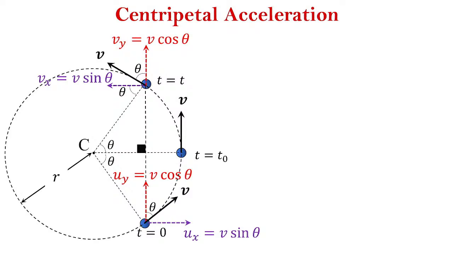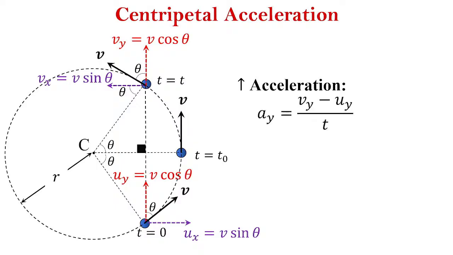So first of all, we try to find the acceleration for y direction. Acceleration for y direction. So acceleration is Vy minus Uy over T. Vy is, what is Vy? V cos theta. What's the direction? Positive y direction. Uy.